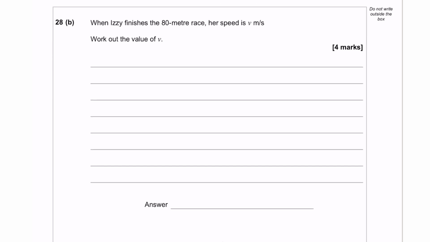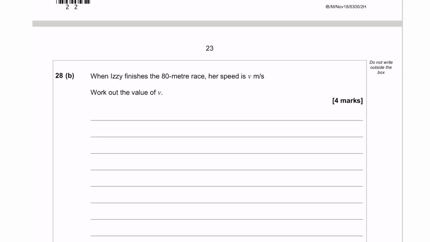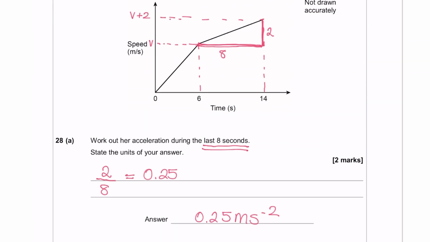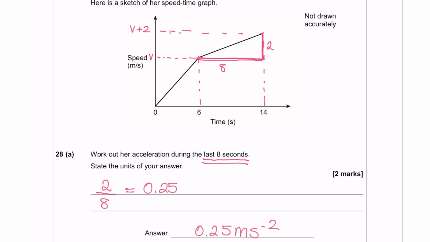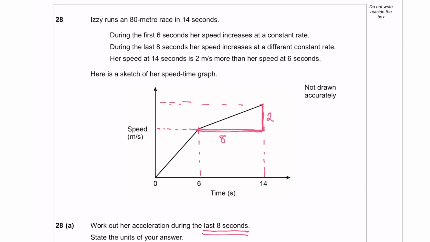When Izzy finishes the race, her speed is v. Work out the value of v. All right, so I've labeled this a bit wrong, so we'll go back. The end speed we want to be v. So that means the speed before is v minus 2. We know the whole thing is 80 meters. So remember, the distance is the area under the curve.